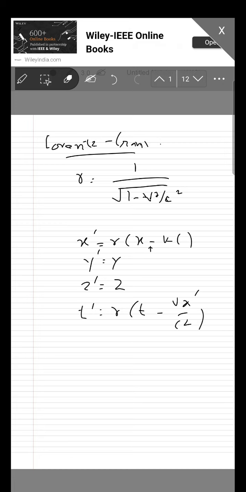This sign can be plus or minus based upon whether S dash is moving towards S or moving away from S. If it is moving away from S, then it is a minus sign. If it is moving towards, then it is a plus sign.